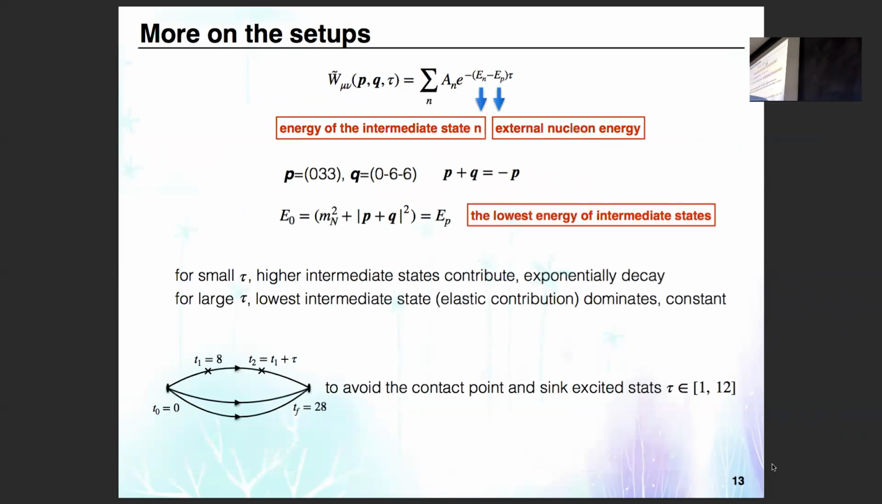I need to say more about this because, as I said before, the Euclidean hadronic tensor has some exponential behavior. So this En is the energy of the nth intermediate state, and Ep is the external proton energy. Since this is the momentum setup of our calculation, we find that P plus Q is minus P, which means the lowest energy of the intermediate state is equal to the external energy of the proton. In this setup, for small tau, the higher intermediate states will contribute. So this thing will decay.